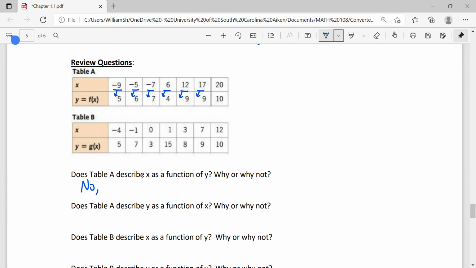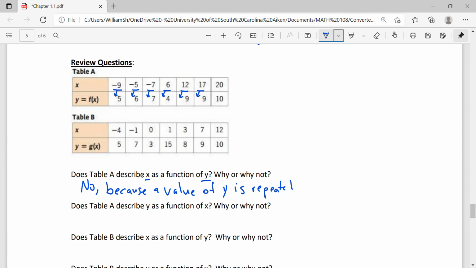So, why is it not? Saying y so many times, guys, it's confusing, isn't it? But we want to know why x isn't a function of y. Getting long in the lecture, right? So is x a function of y? No, because a value of y is repeated.